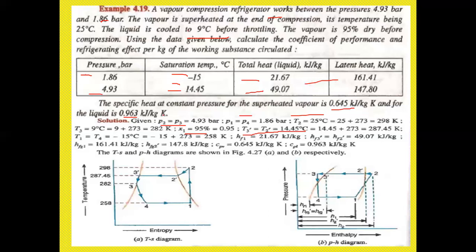Now first write the given data as usual, right? Next draw the p-h and T-s diagrams, with the temperature and the enthalpy. Here the temperature T1 is equal to T4, that is 258, as given in the question. Next T3 is 282. Got it? Therefore P1, P4 and P2, P3. Now see the pressure and enthalpy.